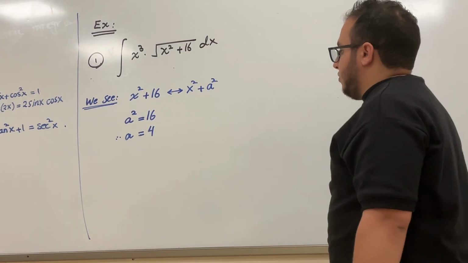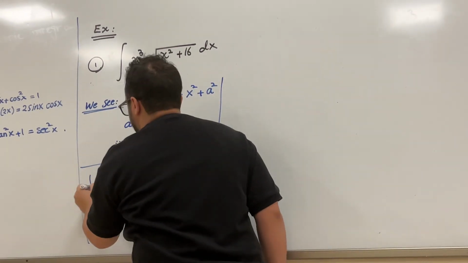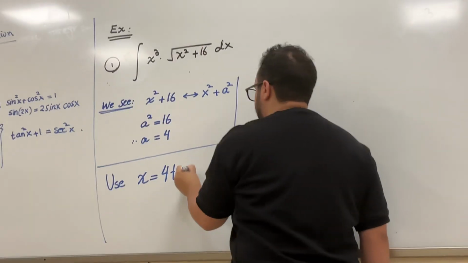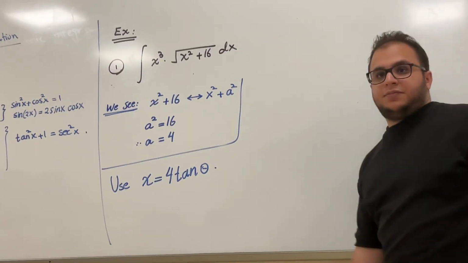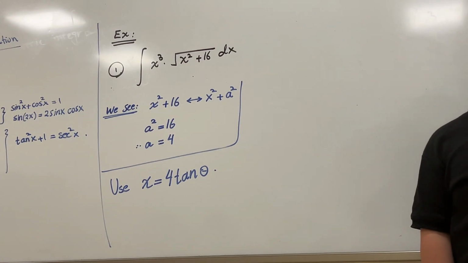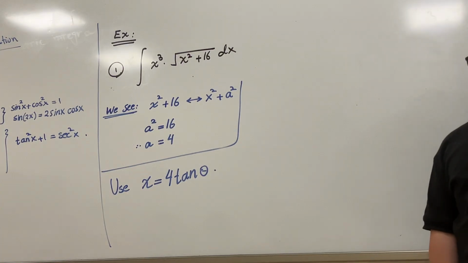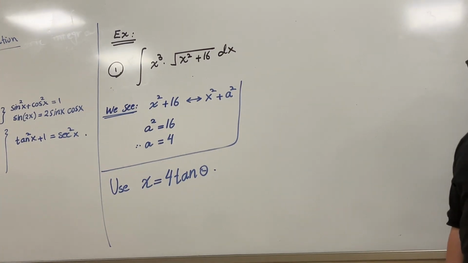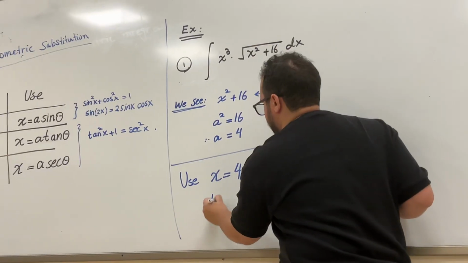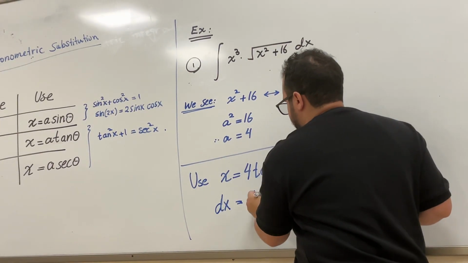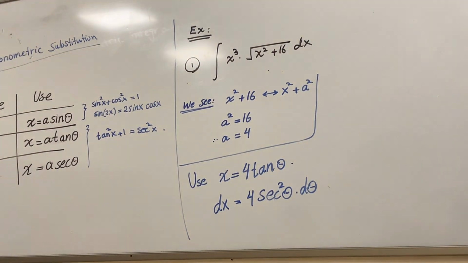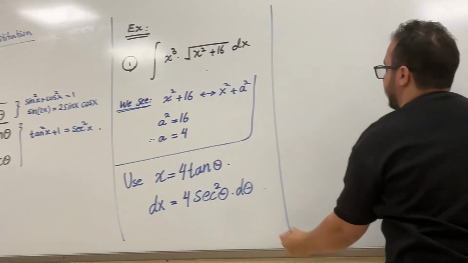So now we're going to use x equal a tan theta, like the regular substitution we did before in calculus 1. We take the substitution and then we differentiate it, right? So let's differentiate the substitution. So dx equal, what's the derivative of tan? Secant squared. Now replace everything.